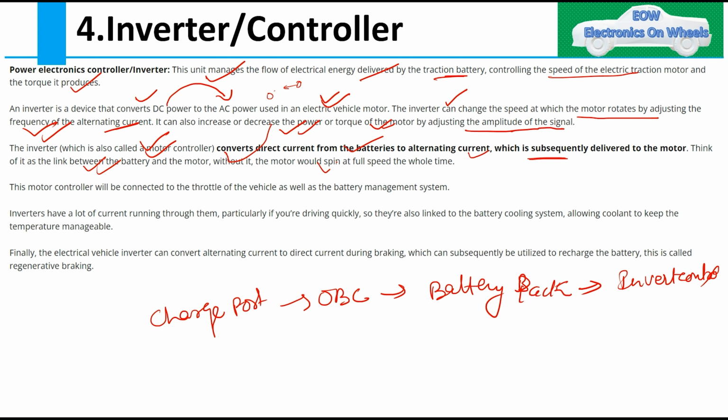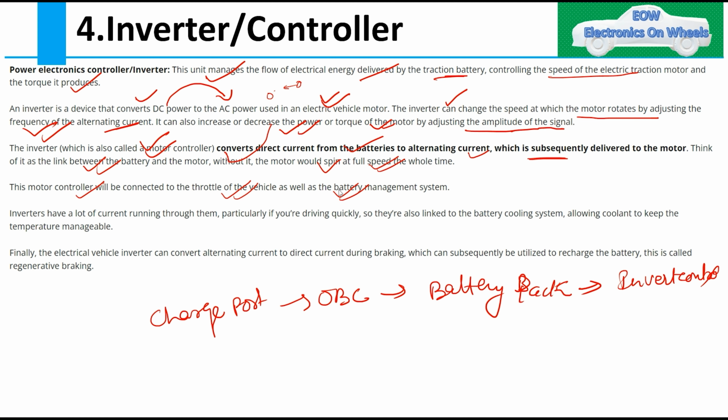Without it, the motor would spin at full speed the whole time. So if you do not have this particular unit, then your motor will spin the whole time at a high speed, whatever speed it has. The motor controller will be connected to the throttle of the vehicle, as well as the battery management system. So this motor controller will be connected to the throttle or accelerator pedal of the vehicle.